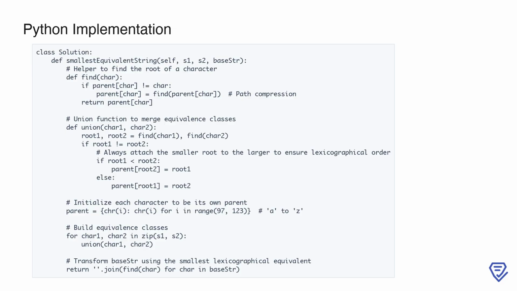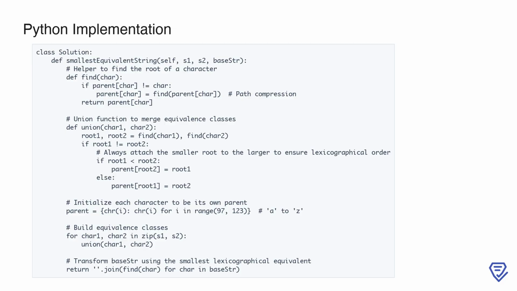The parent dictionary initializes every character, A to Z, as its own parent. This represents that initially, each character is in its own equivalence class. Next, we iterate through pairs of characters from S1 and S2, calling the union function to merge their equivalence classes.